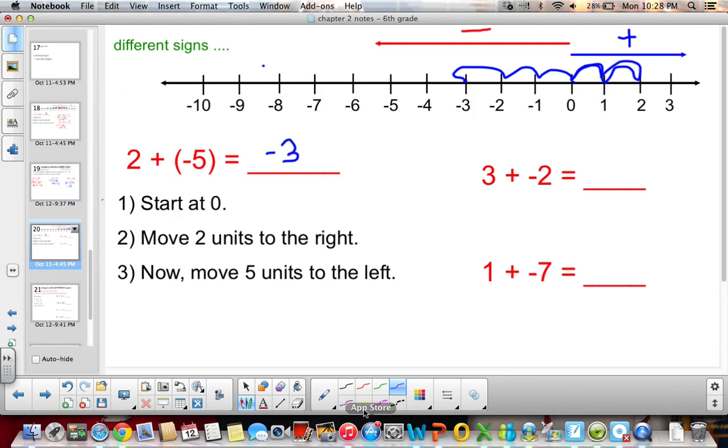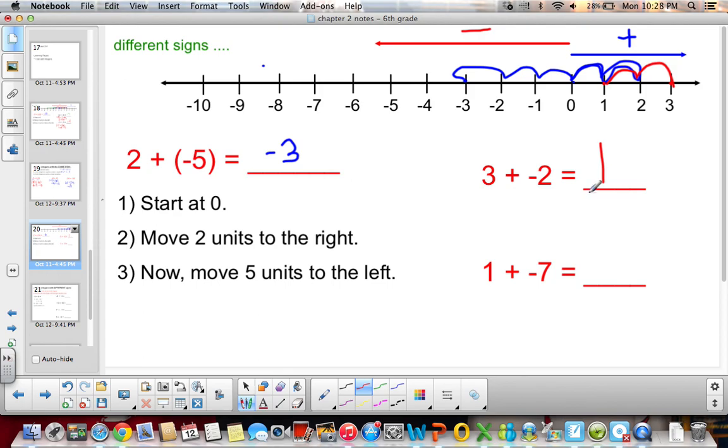Okay, if we have 3 plus -2, we start at 0. We go all the way up to 3. Now we have plus -2. So adding a negative, we go to the left. So 1, 2, the answer would be 1.